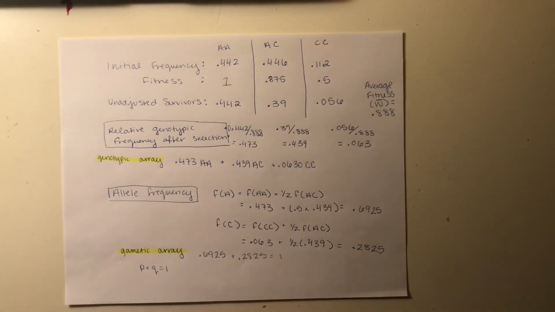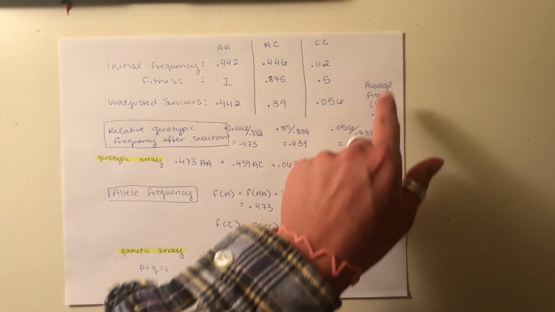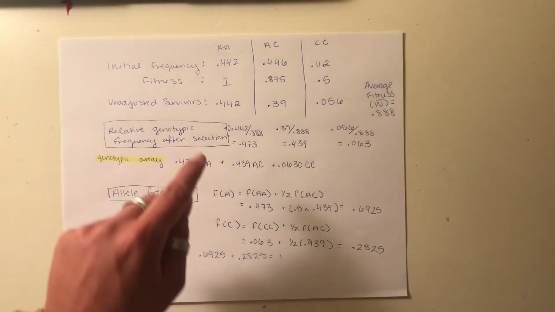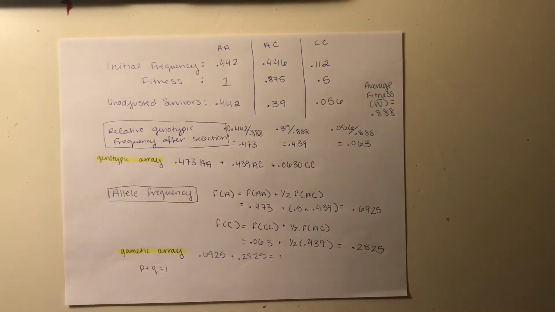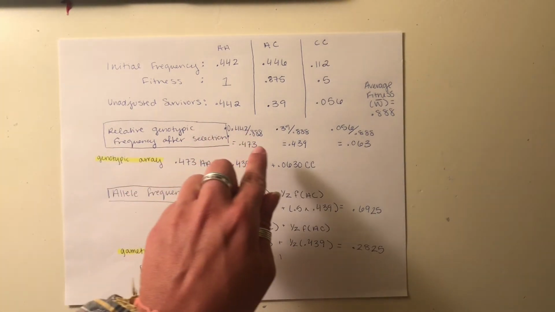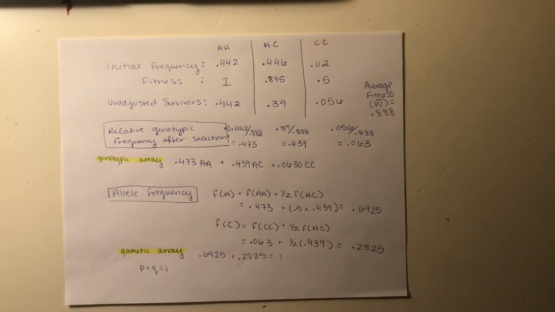We're going to balance that out by summing all of these numbers up to get our average fitness. Then we're going to divide our adjusted survivors by the average fitness to get our relative genotypic frequency after selection. This brings our formula back to equaling 1. Now, if we wanted to find the allele frequencies, we simply take the allele frequency for AA plus half of the frequency of AC, and that is our new p, and this is our new q.